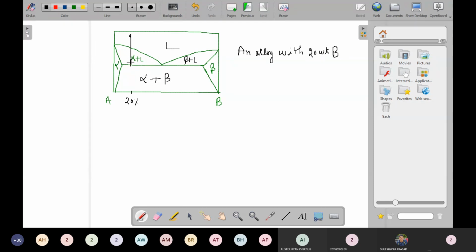So here what is happening, if you see very cautiously, we have heated this alloy. So suppose at this point, what is happening? Everything is liquid. So let me draw it. Everything will be liquid.